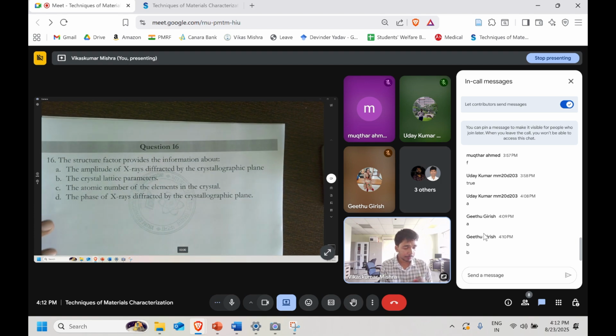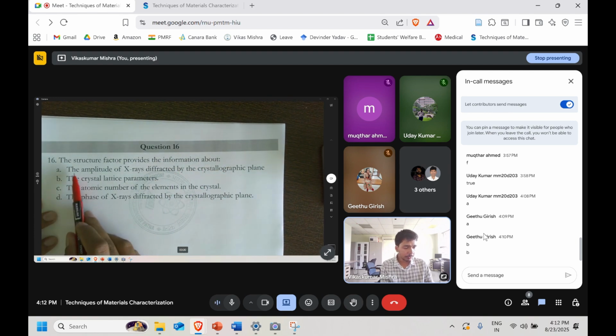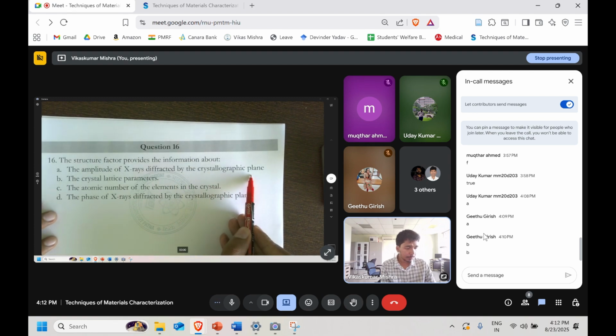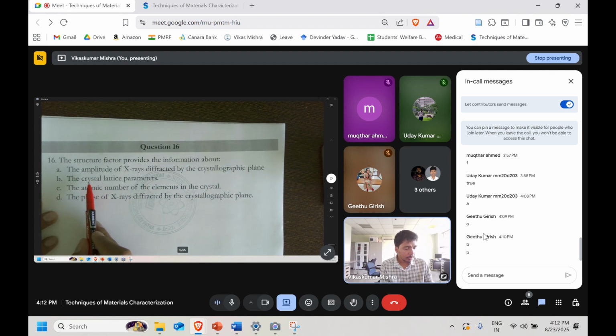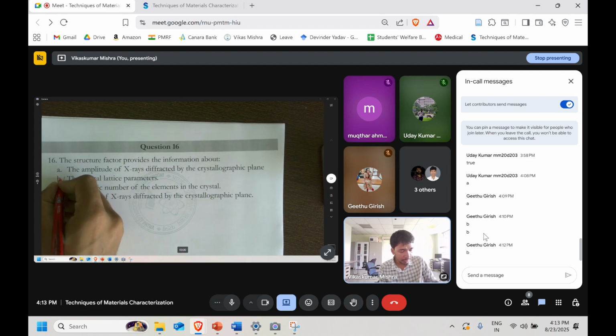The structure factor, again, based on the structure factor only. The structure factor provides the information about: first, the amplitude of the X-ray diffracted by the crystallographic plane; second, the crystal lattice parameter; third, the atomic number of the element in the crystal; fourth, the phase of the X-ray diffracted by the crystallographic plane. Okay, the answer B is not correct, it's incorrect.